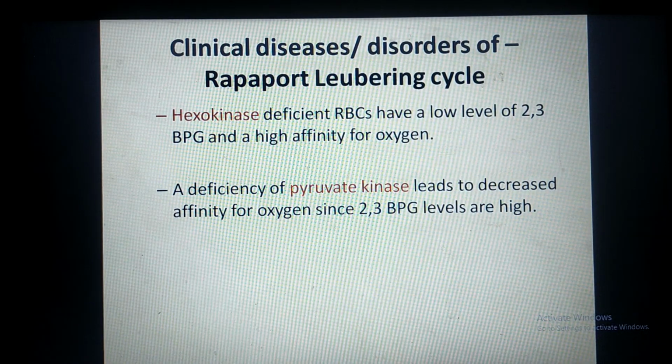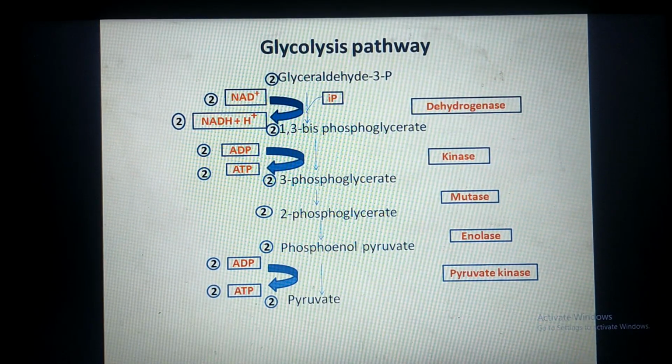But if the enzyme pyruvate kinase is deficient, then the level of 2,3-BPG inside the RBCs is high. Why? Pyruvate kinase catalyzes the conversion of phosphoenol pyruvate to pyruvate. If this enzyme is deficient, then phosphoenol pyruvate gets accumulated, due to which all the substrates like 2-phosphoglycerate, 3-phosphoglycerate, 1,3-bisphosphoglycerate and glyceraldehyde 3-phosphate get accumulated.